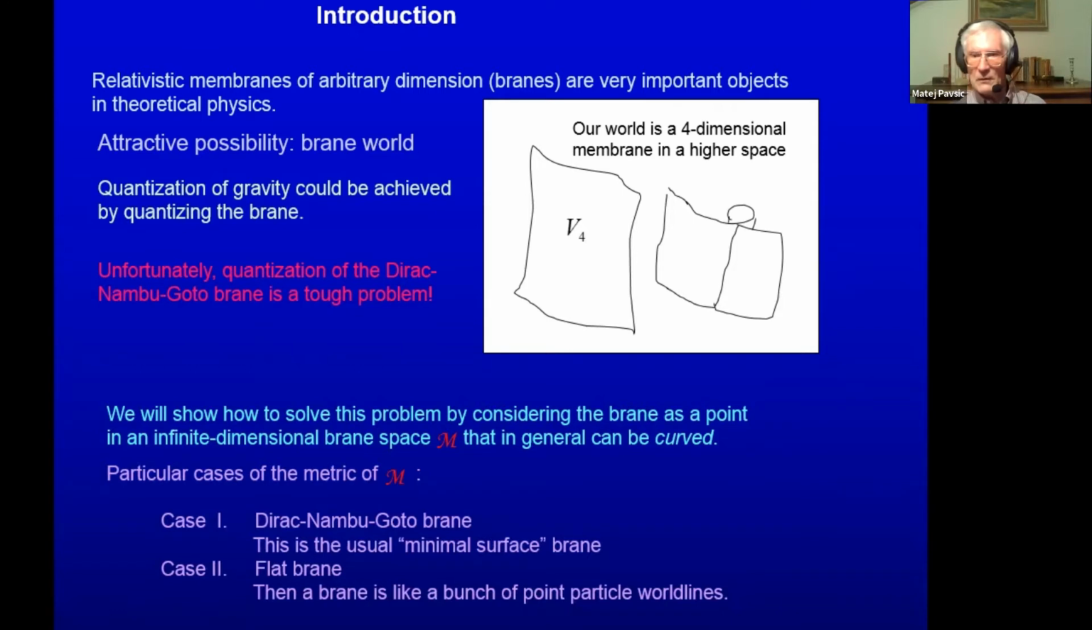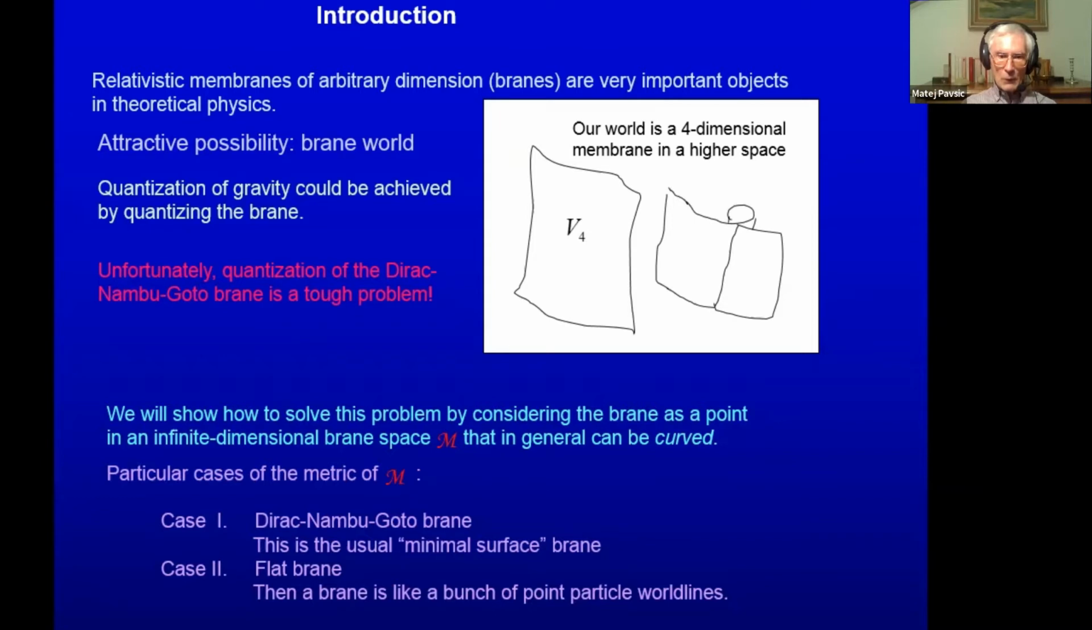self-intersects. And on this self-intersection, it behaves as a world line of a classical particle. So quantization of gravity could be achieved by quantizing the brane. Unfortunately, quantization of the Dirac-Nambu-Goto brane, this is the usual minimal surface brane, is a hard problem, not solved in general.